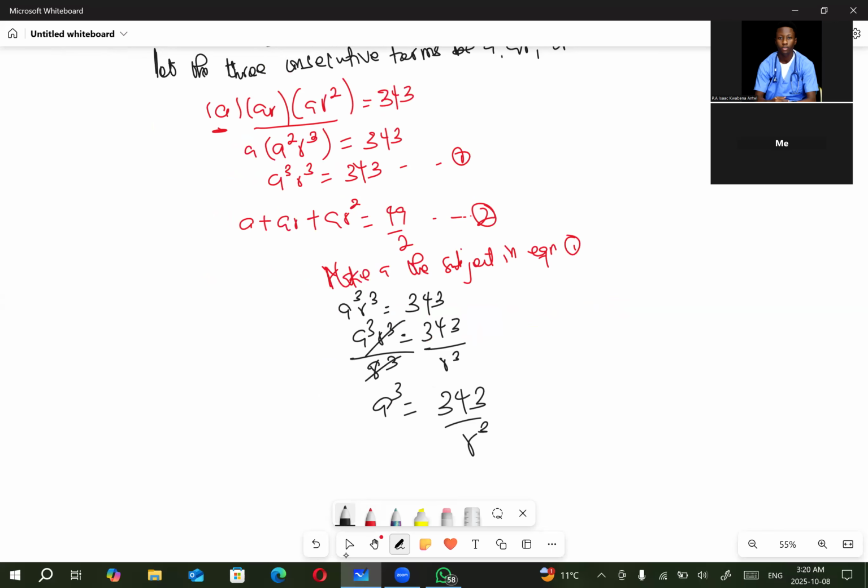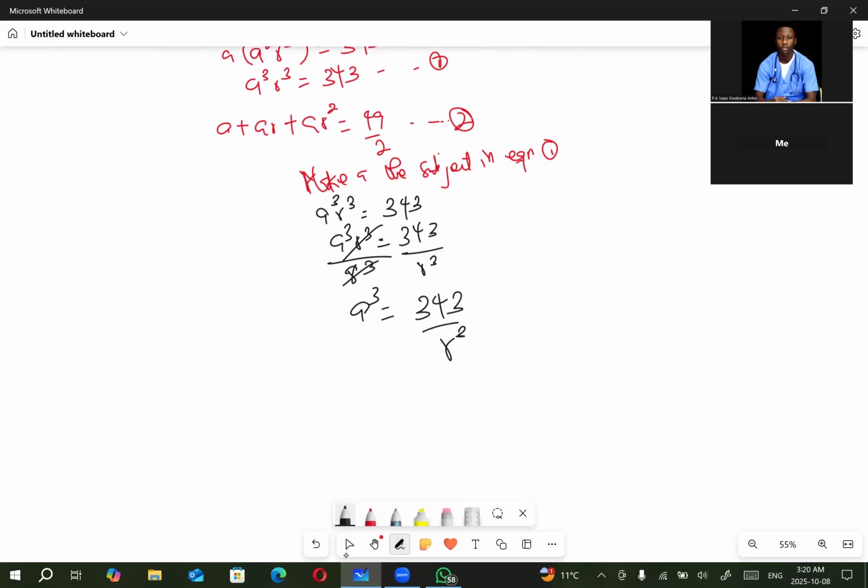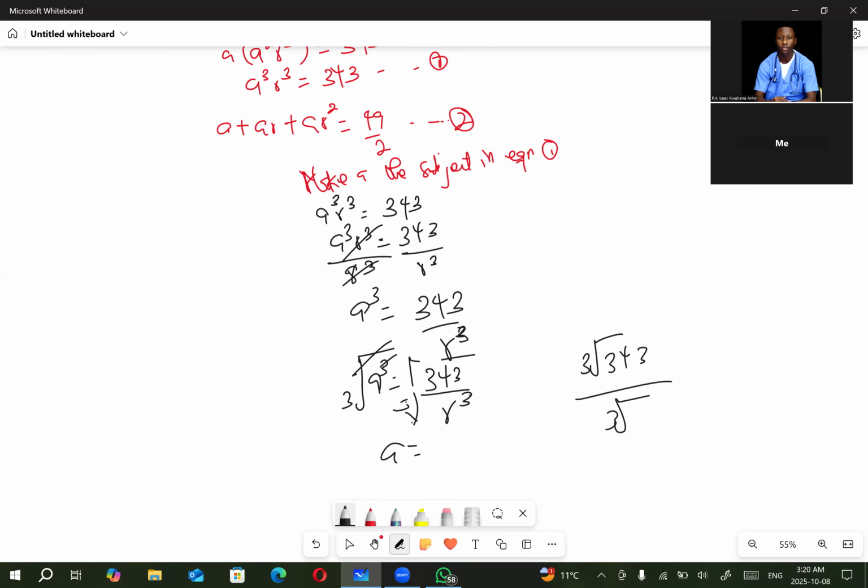But we said make A the subject, not A cubed, right? So you take the cube root so that it cancels out. Whatever you do here, you do the same thing here. So now A is equal to the cube root of 343 over the cube root of R cubed.